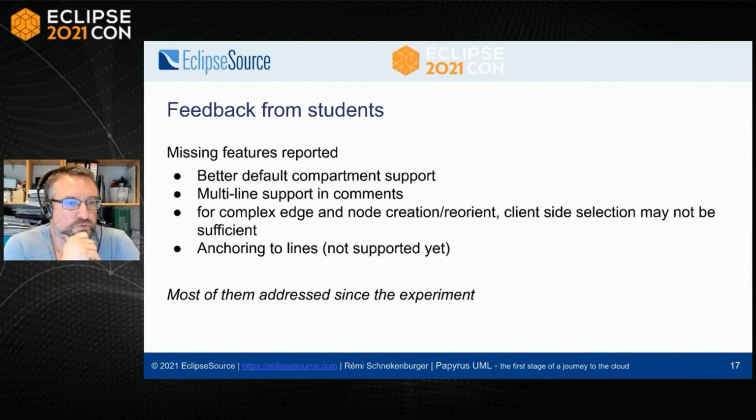Some missing features were reported. The default compartment could have better support. There were some missing things like the multi-line support for the comment nodes. For the complex edge and node creation and reorient, some of the client side selection, whether it's possible or not to create the link or to reorient it, the client side could not decide by itself. It was not sufficient to work on element types on the client side, but the server should be able to handle that. And finally, there were some things missing like anchoring to lines, so it's not possible yet to do some comment links onto, for example, associations.